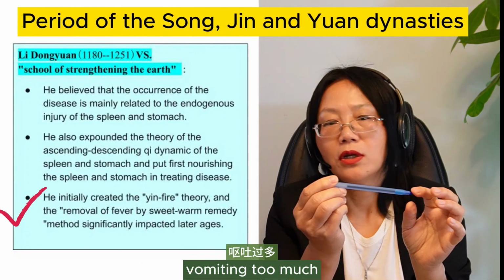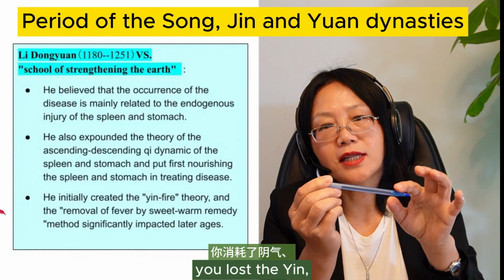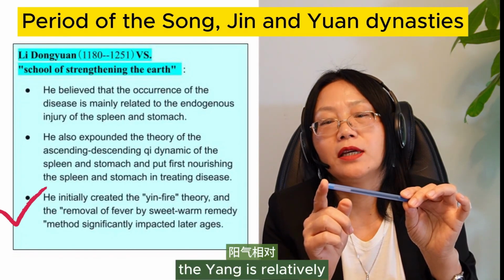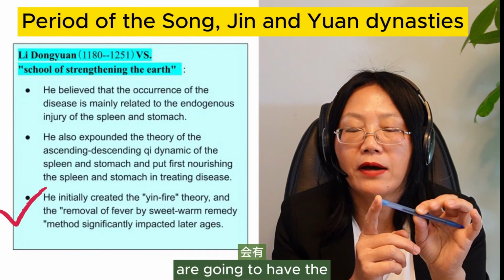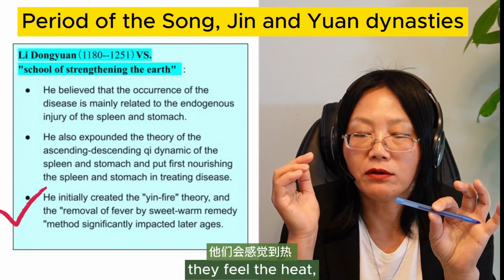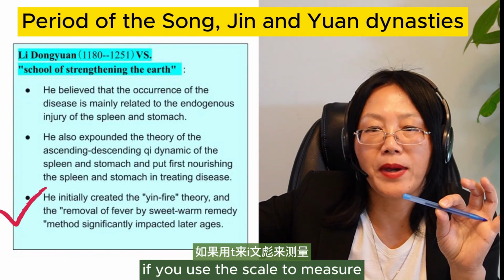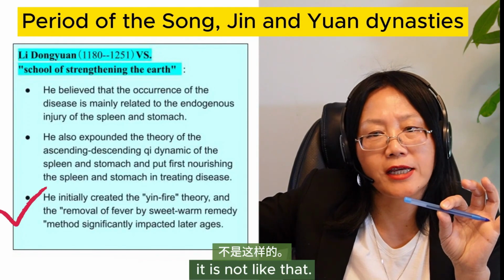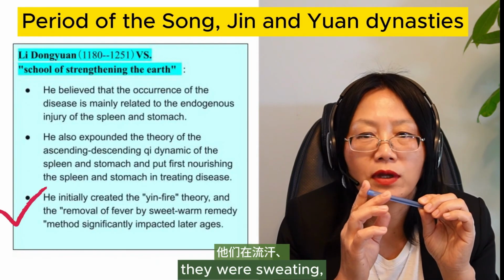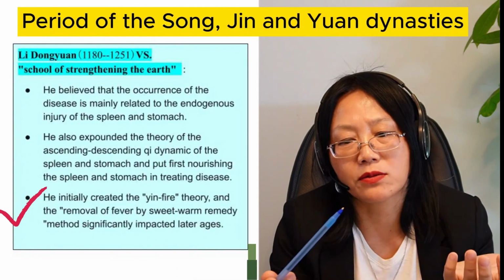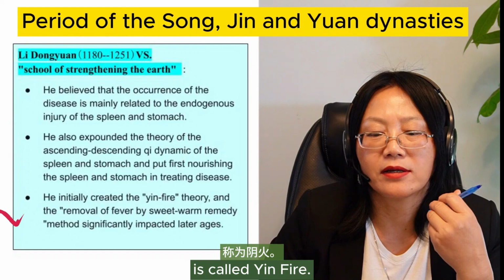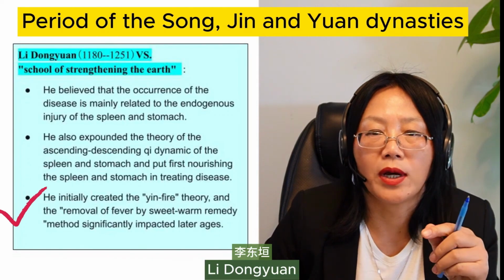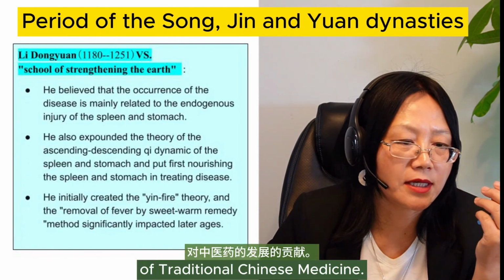For example, vomiting too much, a period with too much bleeding, you lost the yin. Relatively, it looks like there's a lot of yang, the yang is relatively more than the yin. Those people are going to have the heat sensation, they feel heat. If you use the scale to measure the temperature, it is okay. It's not like I have a temperature of 38, 39, but people have the sensation of hot. They were sweating, they will have palms, chest sweating. That kind of fire is called the yin fire. It is from Li Dongyuan that started to advocate a concept like this. You see the contribution of Li Dongyuan to the development of traditional Chinese medicine.